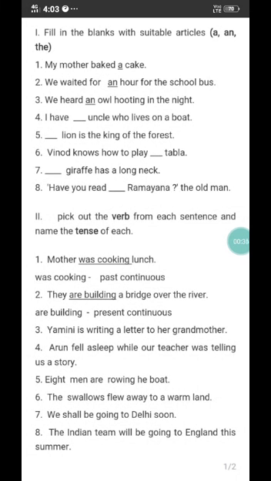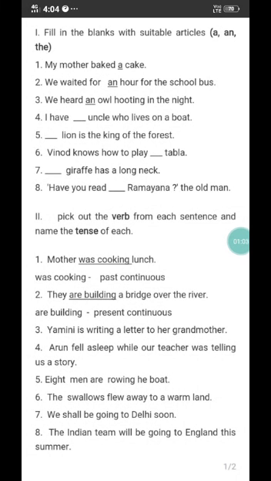A is used before a singular noun and also if it has a consonant sound. An is used before a vowel sound and the is used before a noun if it is mentioned in particular. Understood children? So I have done few for you, the remaining you need to do.